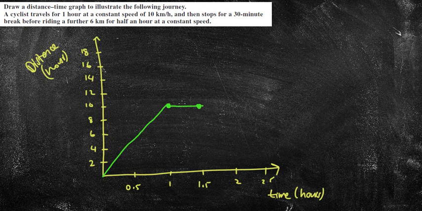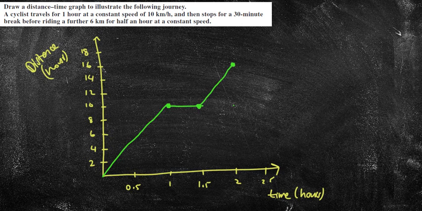And then what happens after that? After that, he travels a further 6 kilometers for half an hour. Well, that goes to 2. So I'm going to go from this point another 6 kilometers. So I'm going up to 16, put my dot there, and I'm going to draw my line. Perfect. And there you go. That's as hard as it gets.